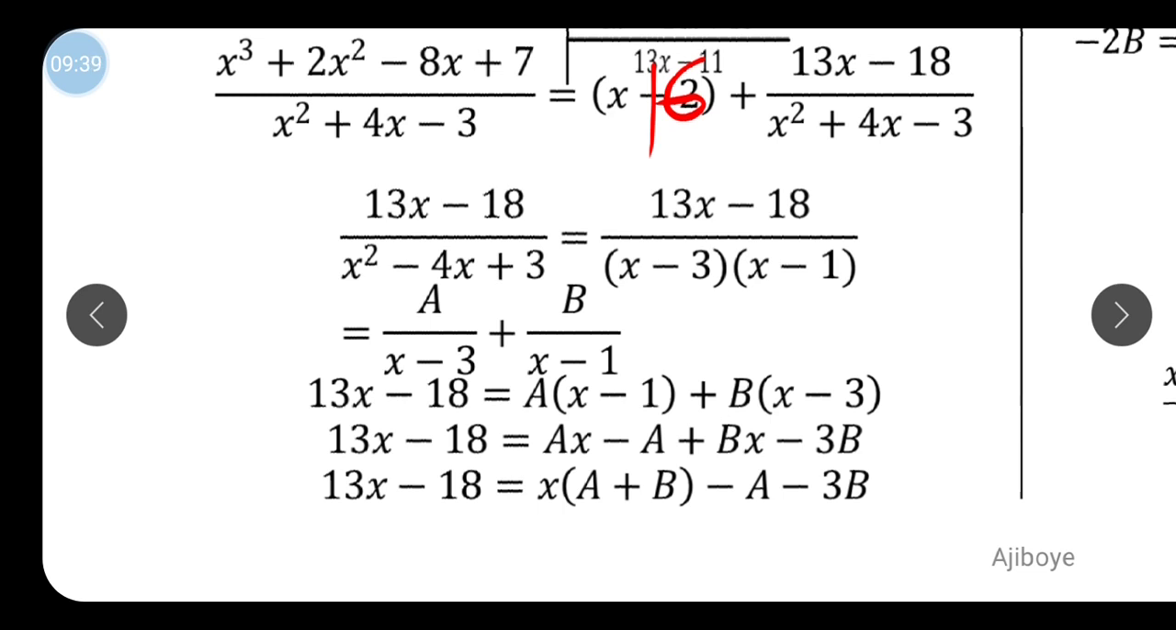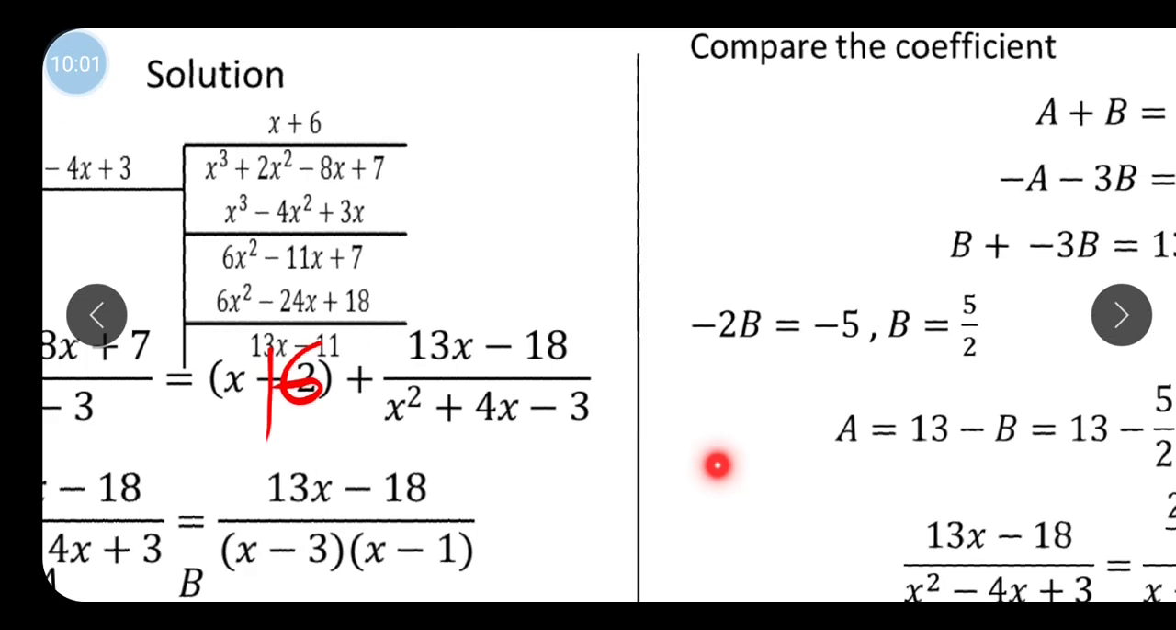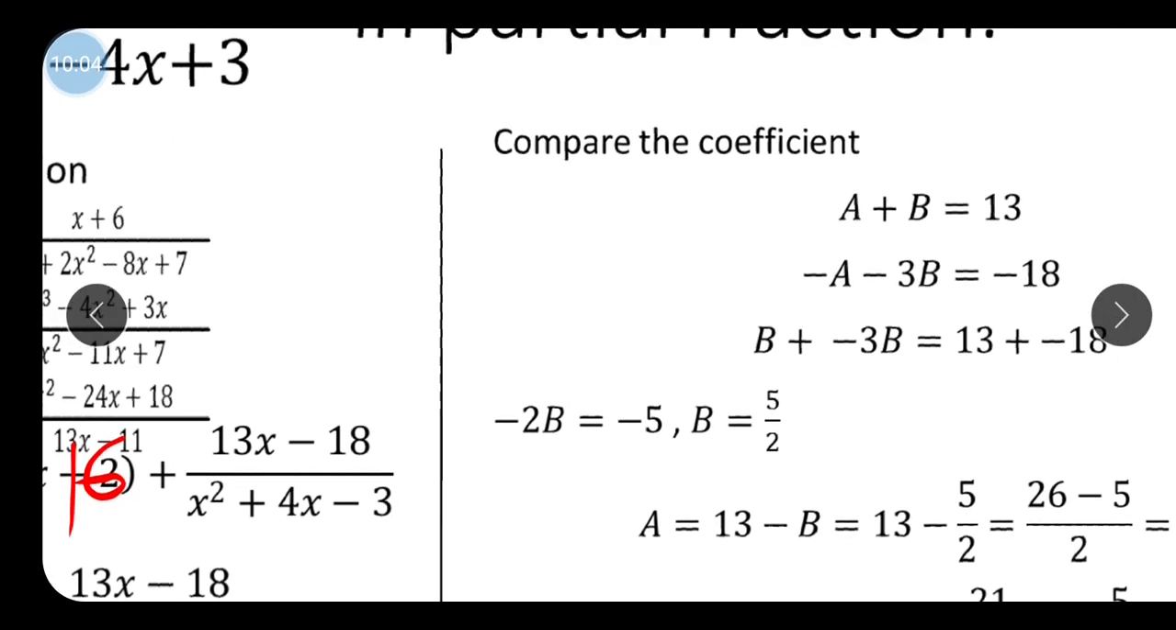When we expand the right-hand side, we have 13x minus 18 equals Ax minus A plus Bx minus 3B. So what we do next is to collect like terms. So we have 13x minus 18 equals x, open bracket, A plus B, minus A minus 3B. After that, we'll compare coefficients.